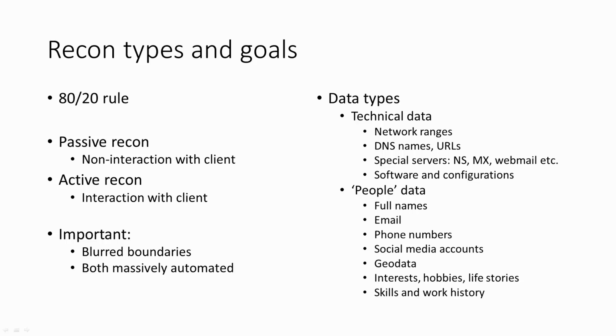Specific servers, like special purpose servers for name resolution, for mail transfers, for webmail access, and so on. Like, I don't know, VPN servers, different types of stuff. Of course, software and configurations. If you can find out what versions of software are actually at the client's equipment, this would be sweet. Your pen test would be very pleasant starting from that point in time. And configurations. That's unfortunate, but sometimes you can find them online too.